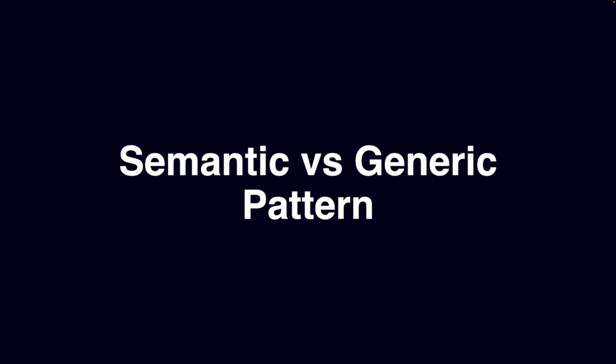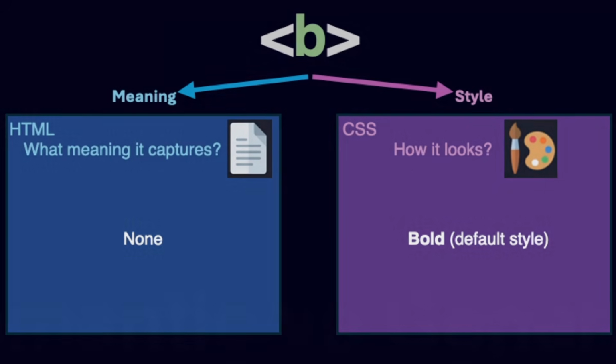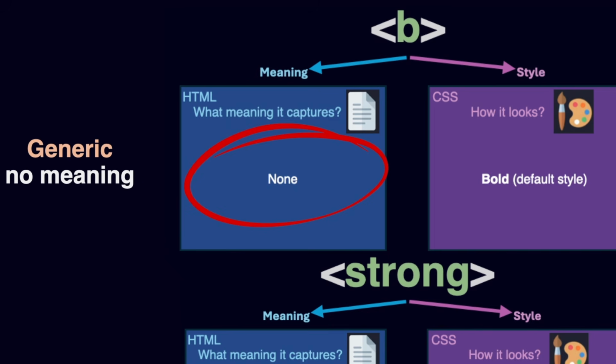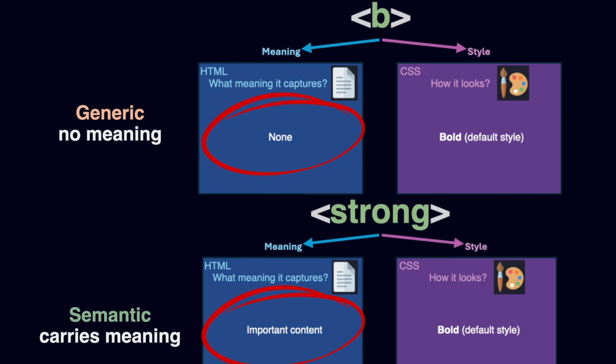We talked about HTML and its role in capturing the meaning of our content. We saw one example involving two tags. We have a B tag that captures no meaning, and we have the strong tag that captures the importance of the content. That's the meaning it captures. The B tag is a generic tag because it does not capture any meaning, and the strong tag is a semantic tag because it carries the meaning of its content. We saw that both of them, by default, are styled as bold, and we learned that the style is an irrelevant concern when we are writing HTML. The style is a CSS concern, a language that we're going to learn later.